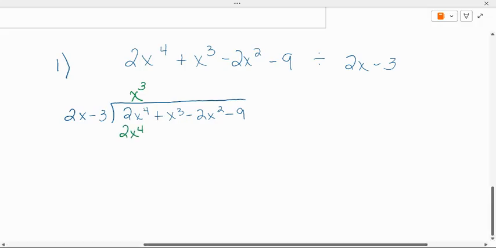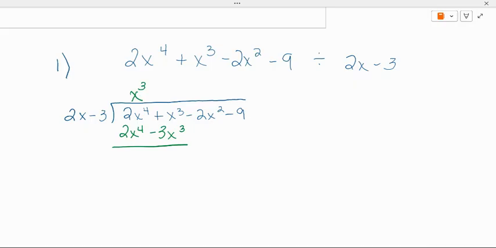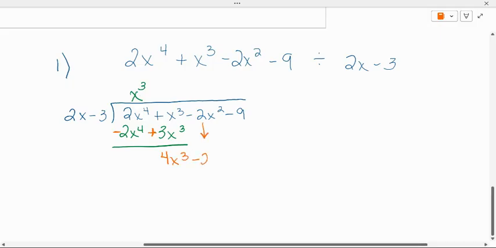This is exponent rules, right? Negative 3 times x cubed is negative 3x cubed. Remember, we are subtracting these, so we have to change the sign. So this now becomes negative, and this now becomes positive. 2x to the 4th minus 2x to the 4th is 0. They cancel each other out. That's what I want. 1x cubed plus 3x cubed is 4x cubed. Bring down my negative 2x squared.